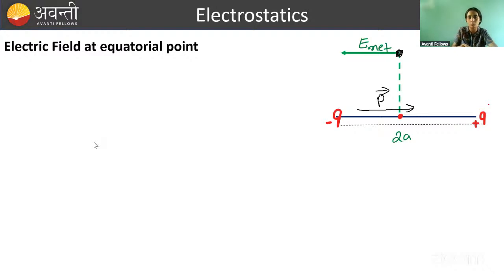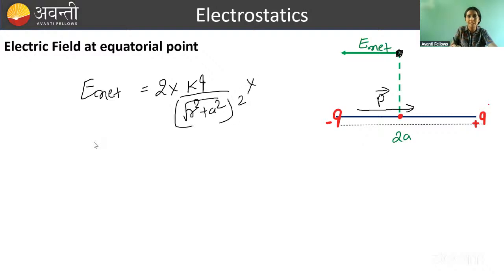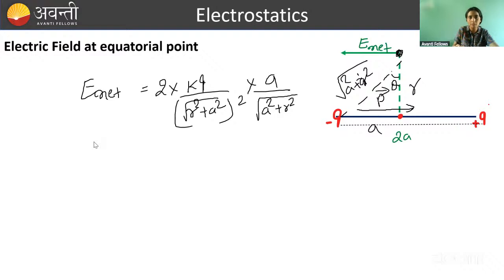What will be its value? So E net का वैल्यू कितना था? 2E sin theta. So 2 into E का वैल्यू आप क्या रखोगे? That was your KQ by R square plus A square, root under इसका square, into sin theta. थीटा क्या था तुम्हारा? ये एंगल थीटा था, ठीक है, and this was your R, this was your A, this was root under A square plus R square. So sin theta is how much? A by this, ठीक है, so A divided by root under A square plus R square.